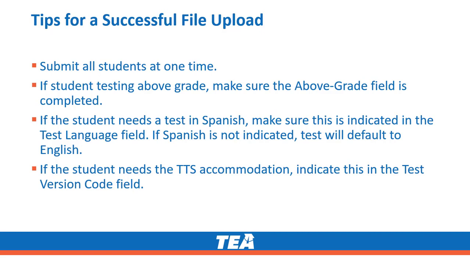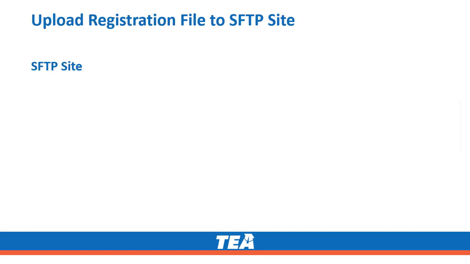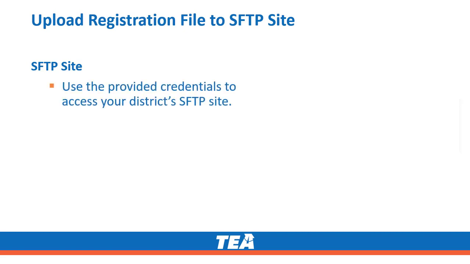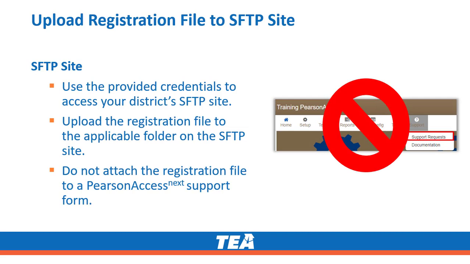If the student needs the text-to-speech accommodation, indicate this in the test version code field. Changes cannot be made once the student has logged in. Upload registration file to the SFTP site. Use the provided credentials to access your district's SFTP site. Upload the registration file to the applicable folder on the SFTP site. Do not attach the registration file to a Pearson Access Next support form.